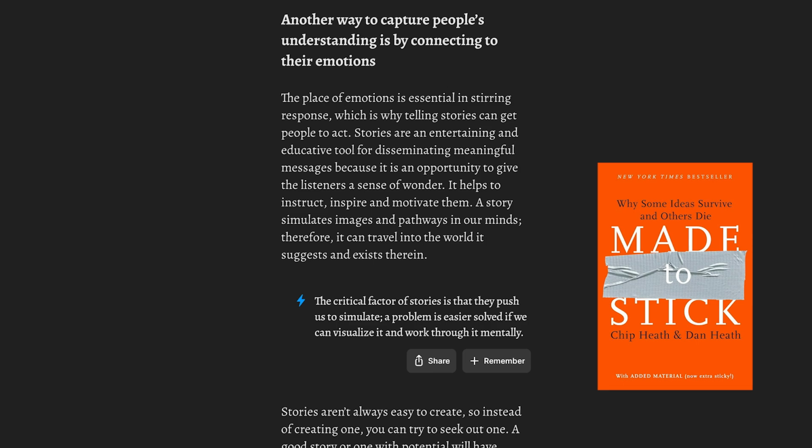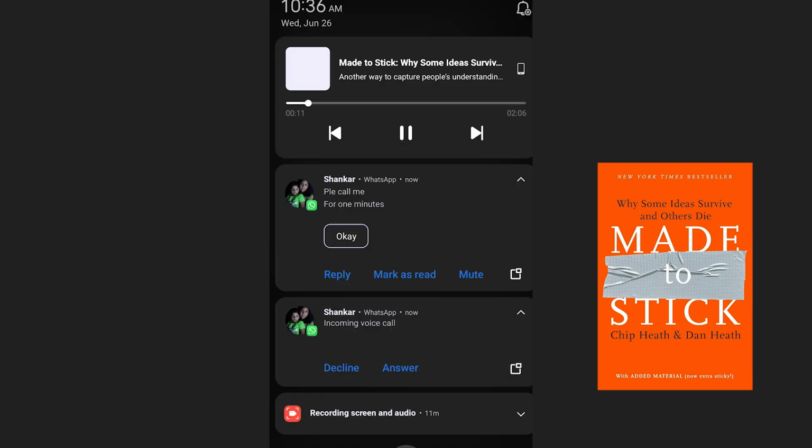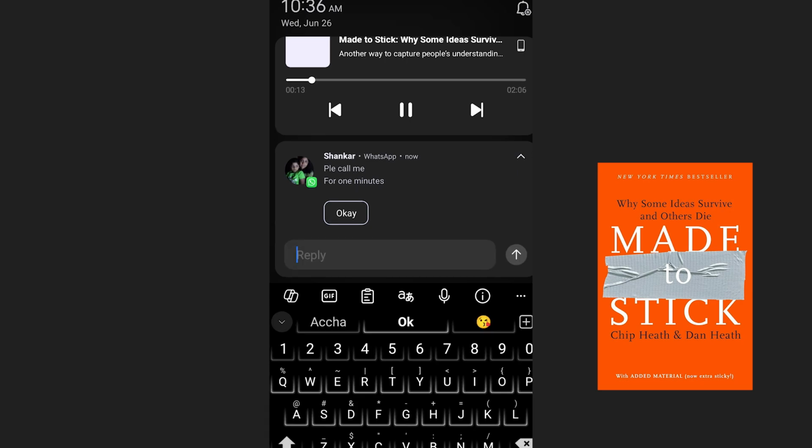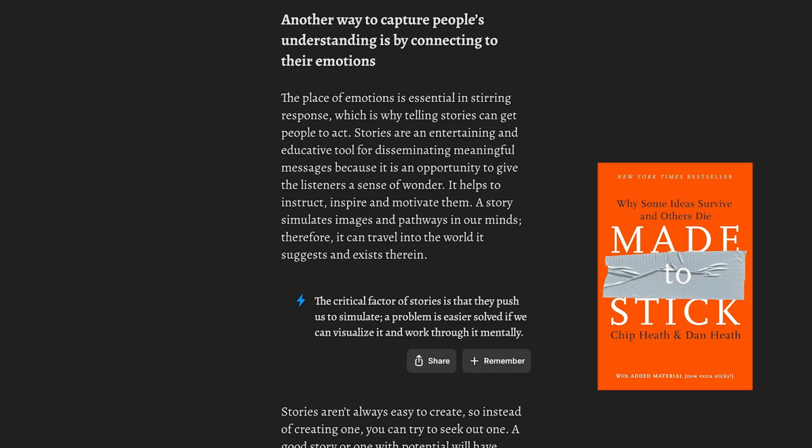Another way to capture people's understanding is by connecting to their emotions. The place of emotions is essential in stirring response, which is why telling stories can get people to act. Stories are an entertaining and educative tool for disseminating meaningful messages because it is an opportunity to give the listeners a sense of wonder. It helps to instruct, inspire, and motivate them.